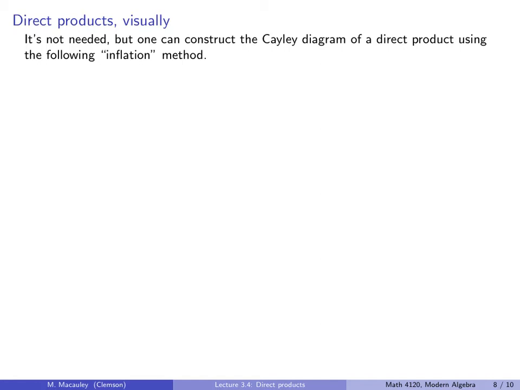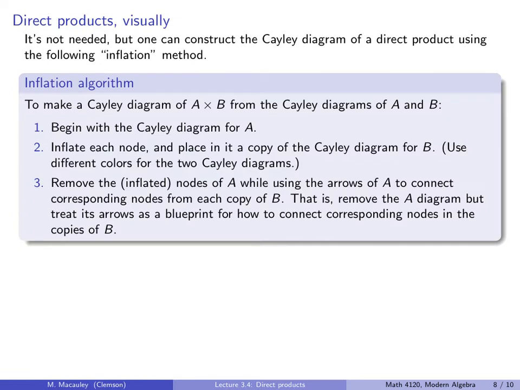So here is yet another way to view direct products visually. This is not needed, but it helps motivate the concept. And the idea is that one can construct the Cayley diagram of a direct product using the following so-called inflation method. To make a Cayley diagram of A cross B purely from the Cayley diagrams of A and B, you start with the Cayley diagram for A. And then within each node, inflate it into a big bubble. Just blow it up, and inside of it, place a copy of the Cayley diagram for B. And use different colors for the two Cayley diagrams.